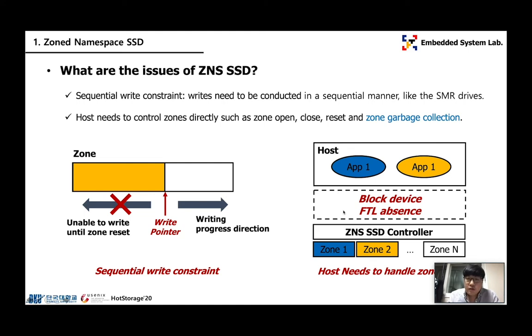The second issue is that in ZNS SSD, the host needs to control zones directly, such as zone open, close, reset, and zone garbage collection. In this paper, we concentrate on the second issue: how much is the zone garbage collection overhead and how to reduce the zone garbage collection overhead.